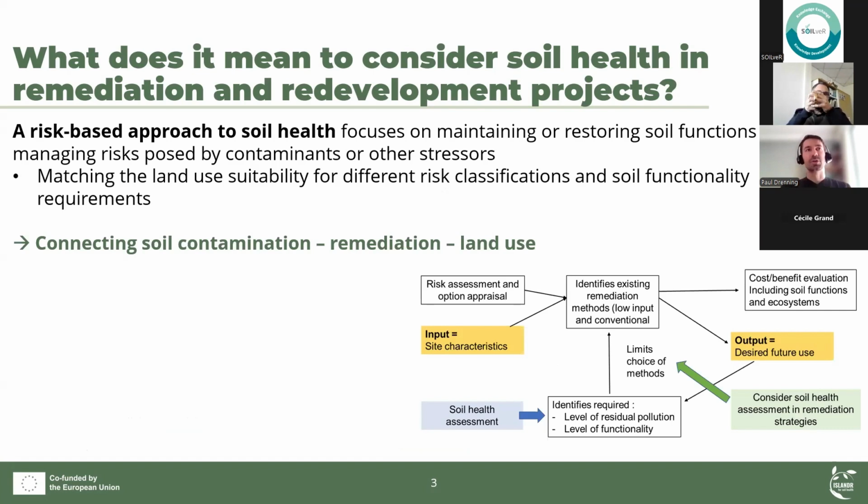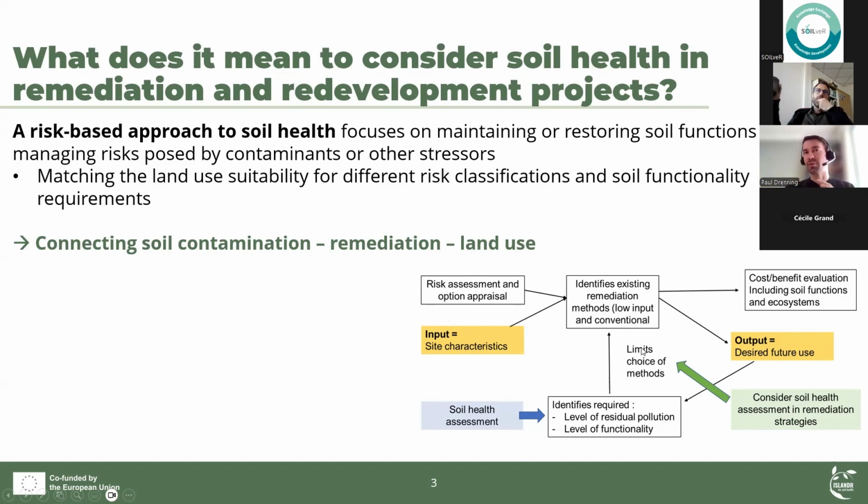And so ideally what we're talking about really is connecting the soil contamination and the risk with the remediation process and the future land use. One way of visualizing this is this flow chart here. We have our sites, our input with the site characteristics, and we're doing a risk assessment to come up with our remediation options and weighing them. When we identify our existing remediation options, which could be more low input or standard conventional techniques, the standard process would be just to go directly to remediating a site for our desired future use.